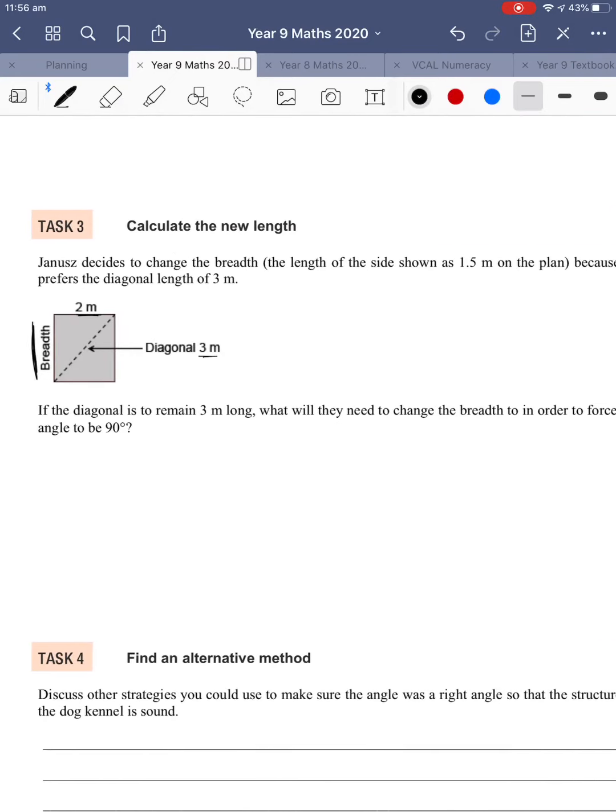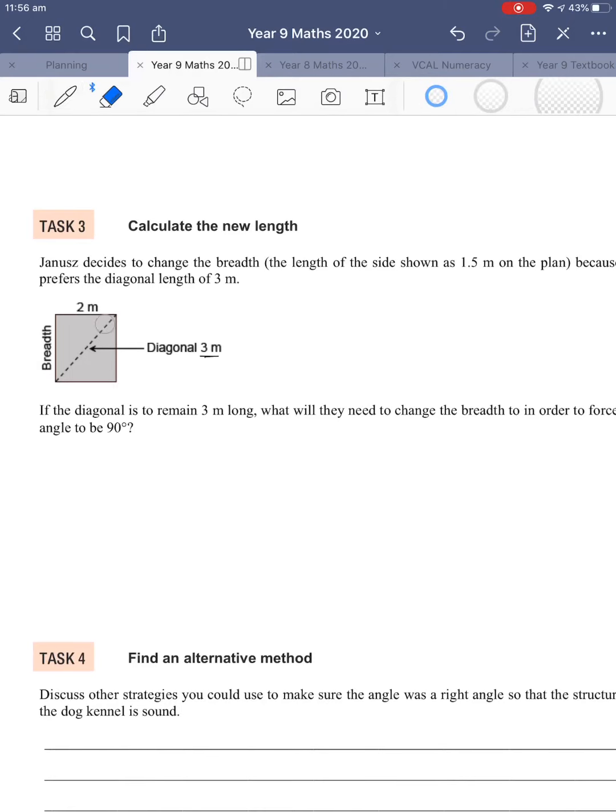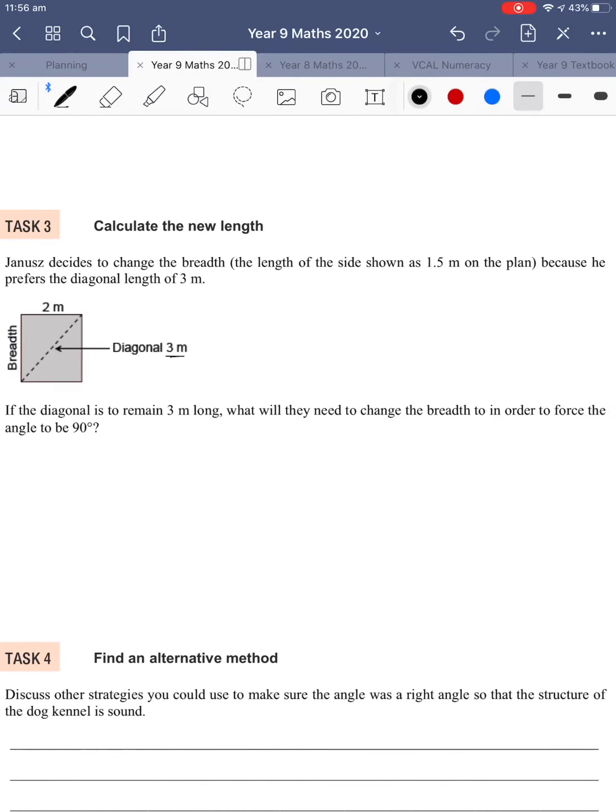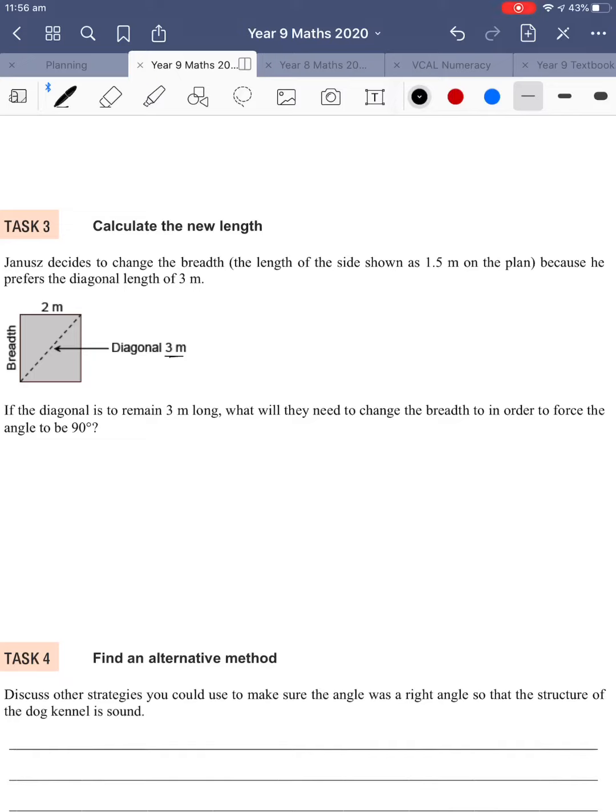Then you've got one last bit here, where Janice, upon realising he may have been wrong, decides he's going to keep the 2 metre side the same length and keep the diagonal at 3 metres. But it means he has to change this side here, because otherwise it's not going to work. So this time round, you're going to use the a squared equals c squared minus b squared equation, where b is the 2 meters and c is the 3 meters. You've got to find out what this side, the breadth, will now become.